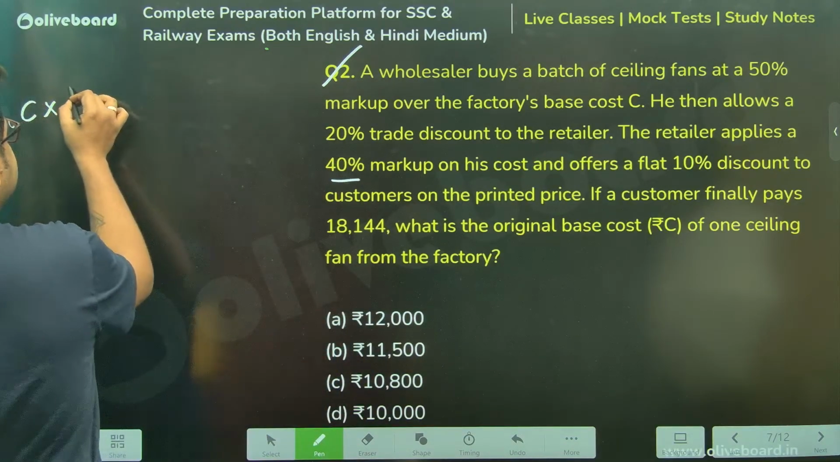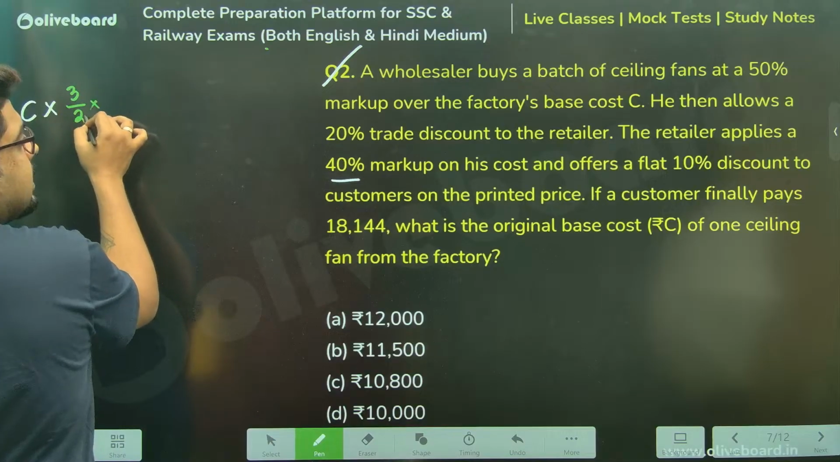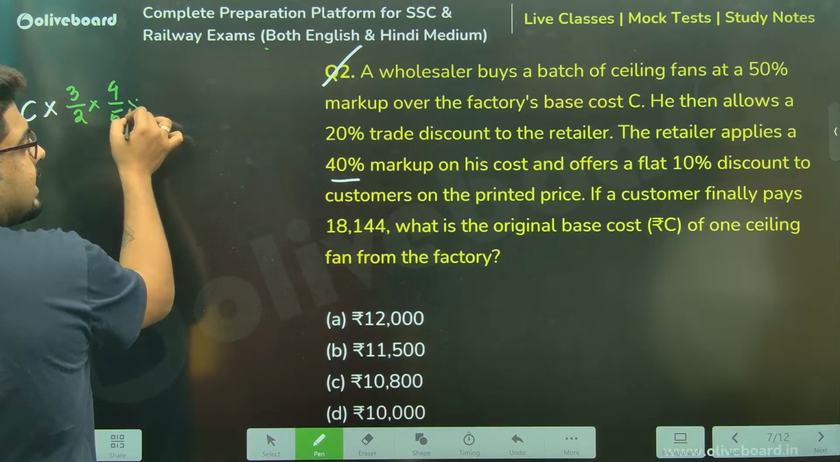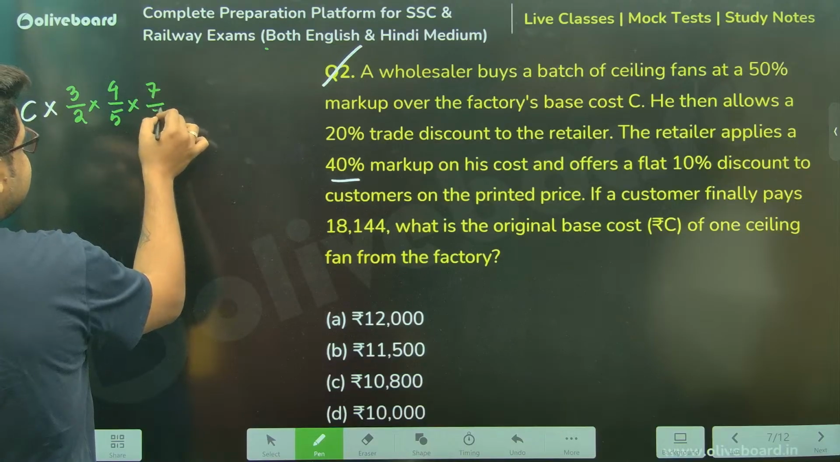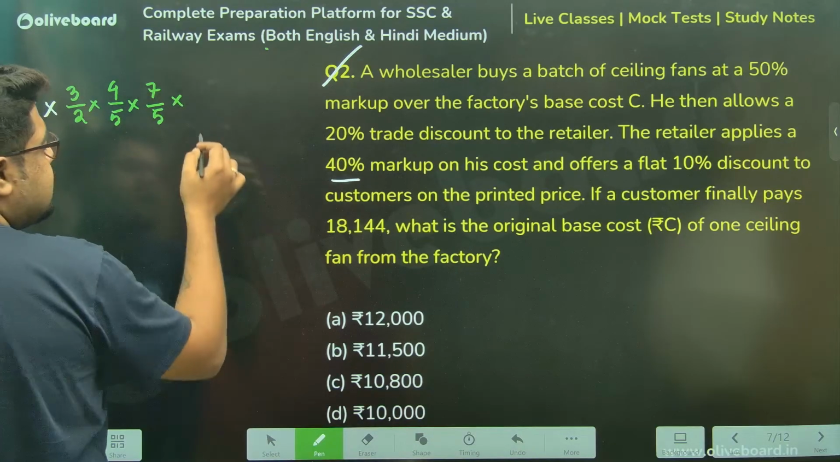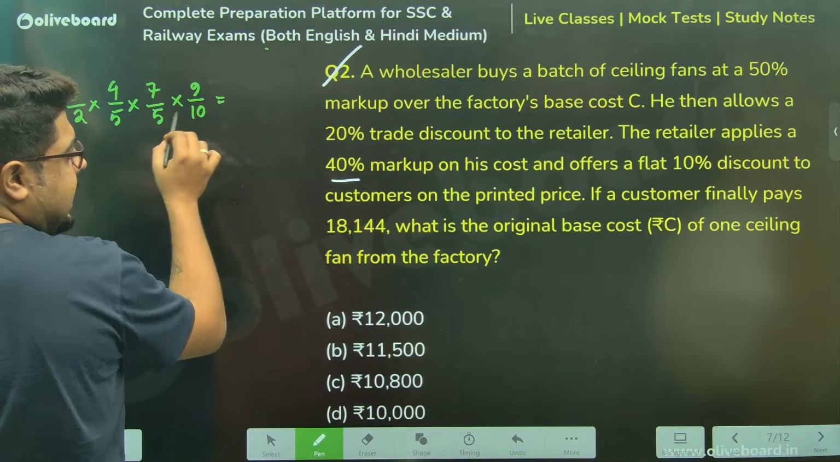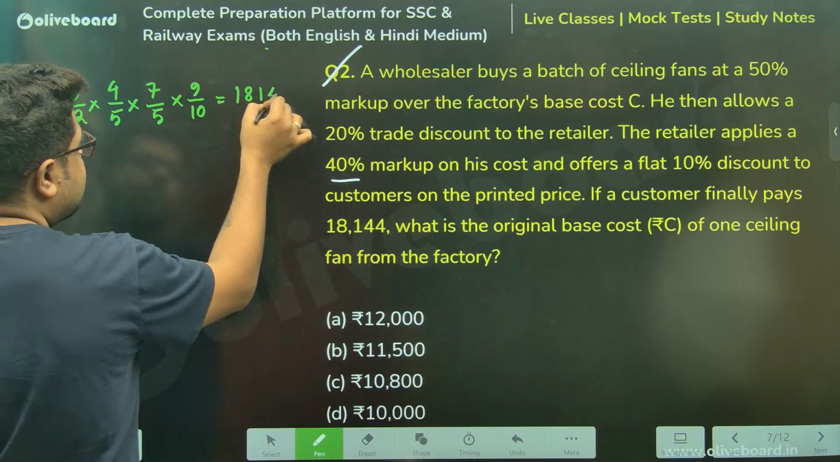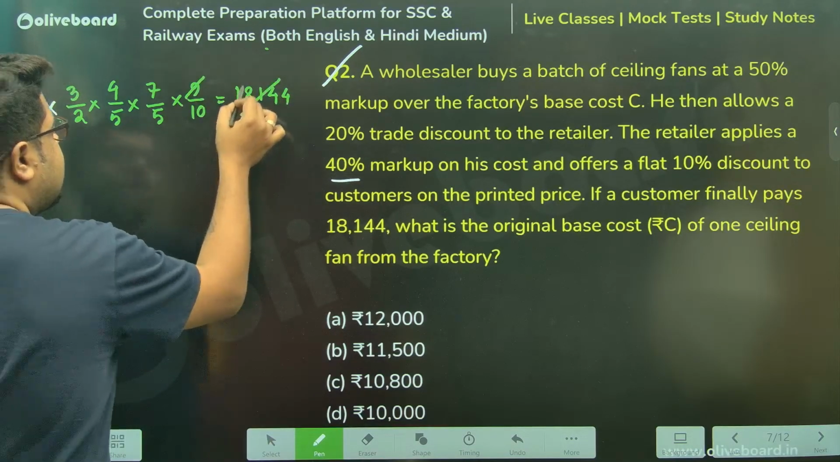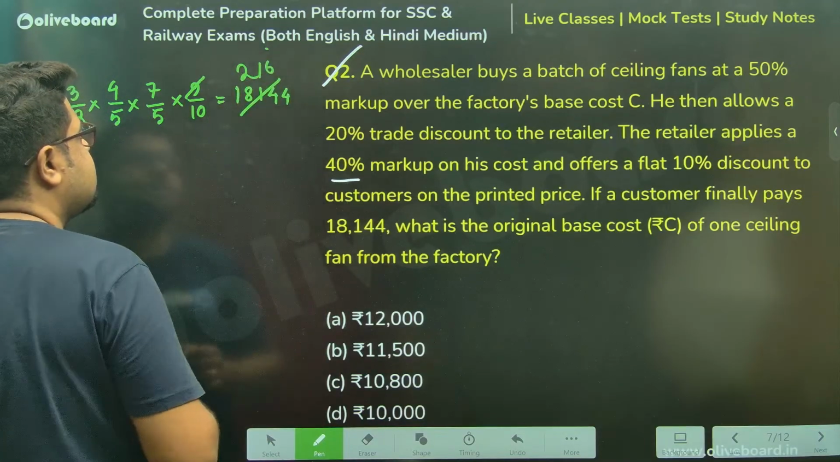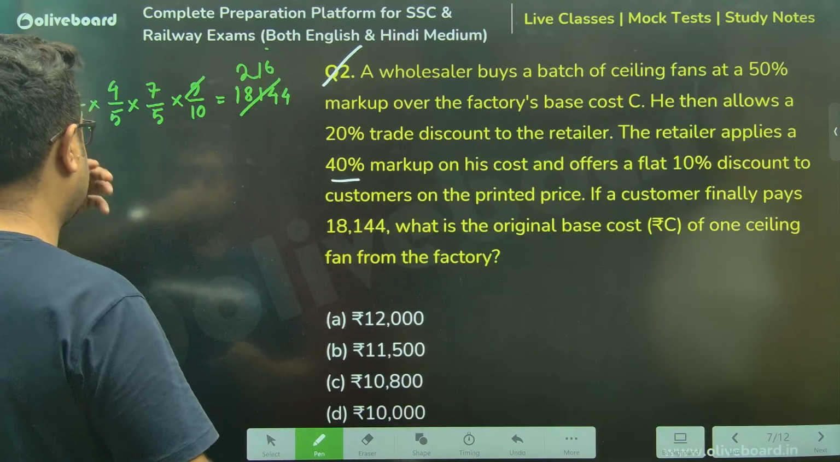Ceiling fan 50% markup meaning 3 by 2. Then, sir, 20% discount meaning 4 by 5. Then, sir, the retailer's 40%, 7 by 5. Then, sir, 90% meaning 9 by 10. This is given as 18,144. 9 twos are 18. Sir, 16 nines are this. Right?